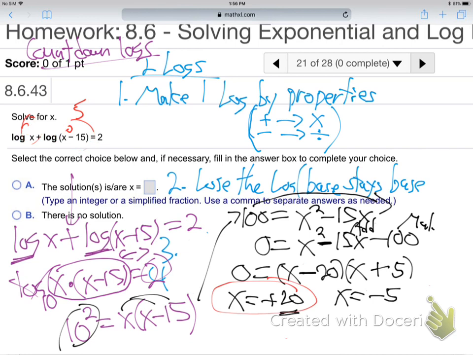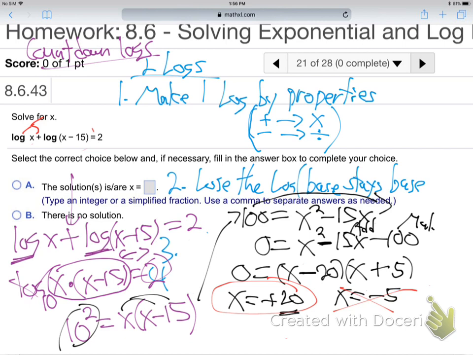How about the negative 5? Well, no, obviously not, huh? Negative 5 right there is negative. No way. So the answer is only the 20. The negative 5 is a false answer. So the only answer is 20. Does that make sense?